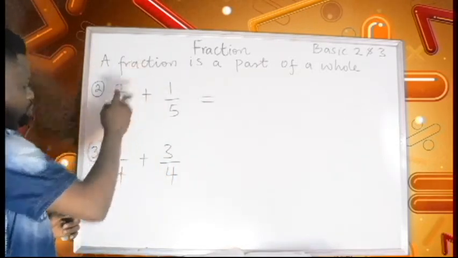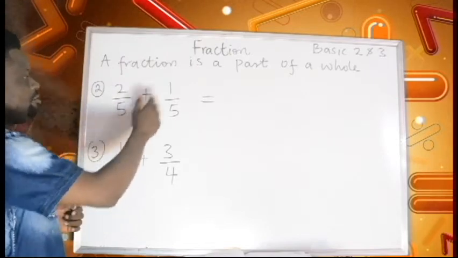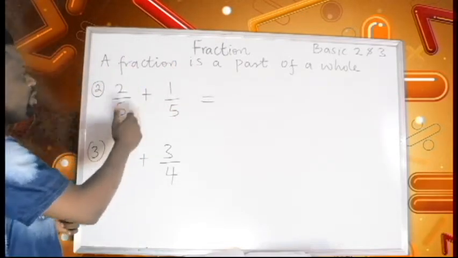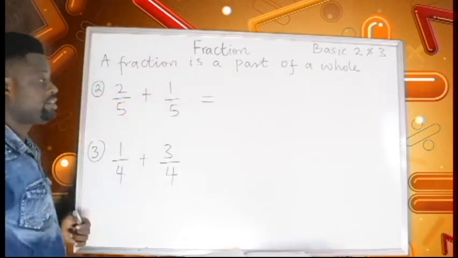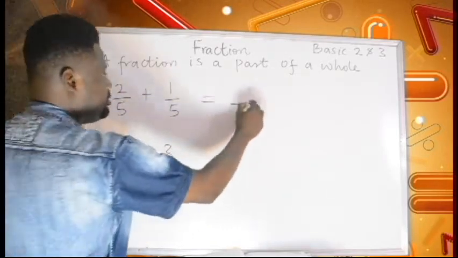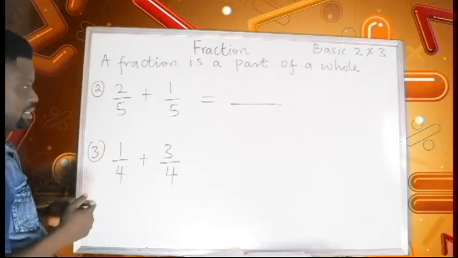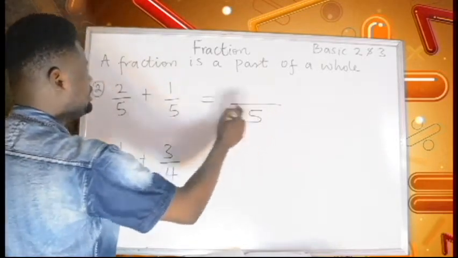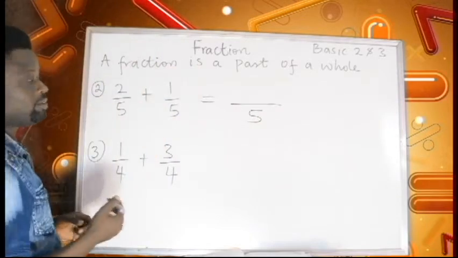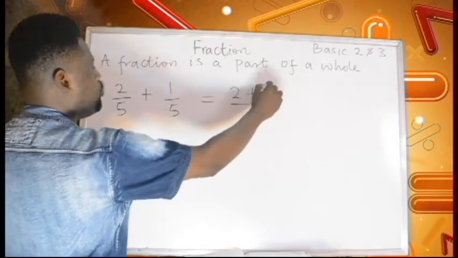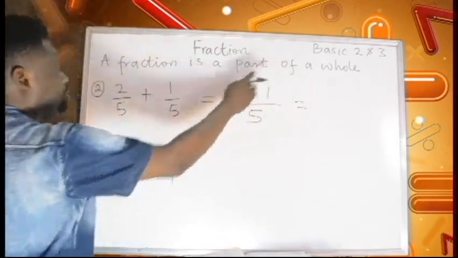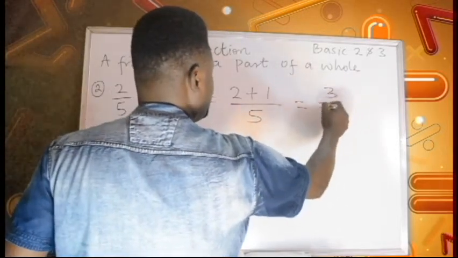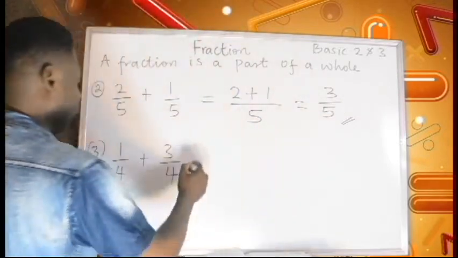We want to add 2 divided by 5 plus 1 divided by 5. This is called 2/5, and this is called 1/5. The bottom, which is the denominator, is the same, so just write 5. Then add up the numerators, that is 2 plus 1. 2 plus 1 is 3. So you put 3 divided by 5, and that's all.